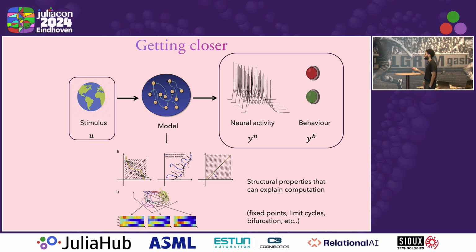And you can say something about the kind of computation that the brain is doing. You can relate fixed points to memories, limit cycles to repetitive behavior, and bifurcations to moving from one task to another. So this is getting a bit closer, or at least people have shown some success for these simple controlled experiments.